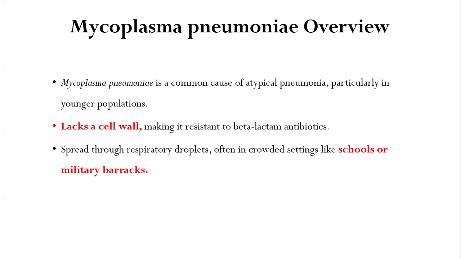Now, the third option was Mycoplasma pneumoniae. So, why is it again not Mycoplasma pneumoniae? Mycoplasma pneumoniae again causes atypical pneumonia, particularly in younger populations. Mycoplasma pneumoniae lacks a cell wall, making it resistant to beta-lactam antibiotics. It again spreads through respiratory droplets, often in crowded settings like boarding schools or military barracks.